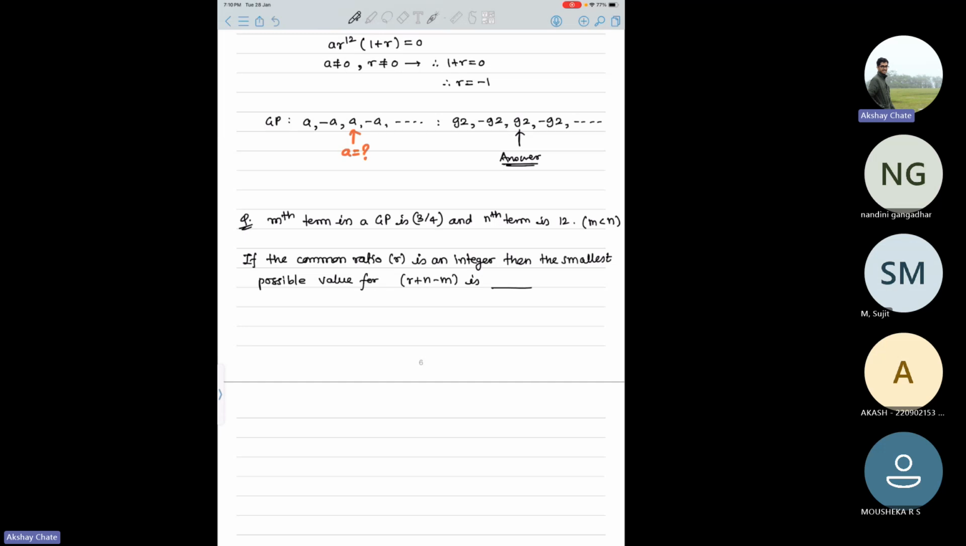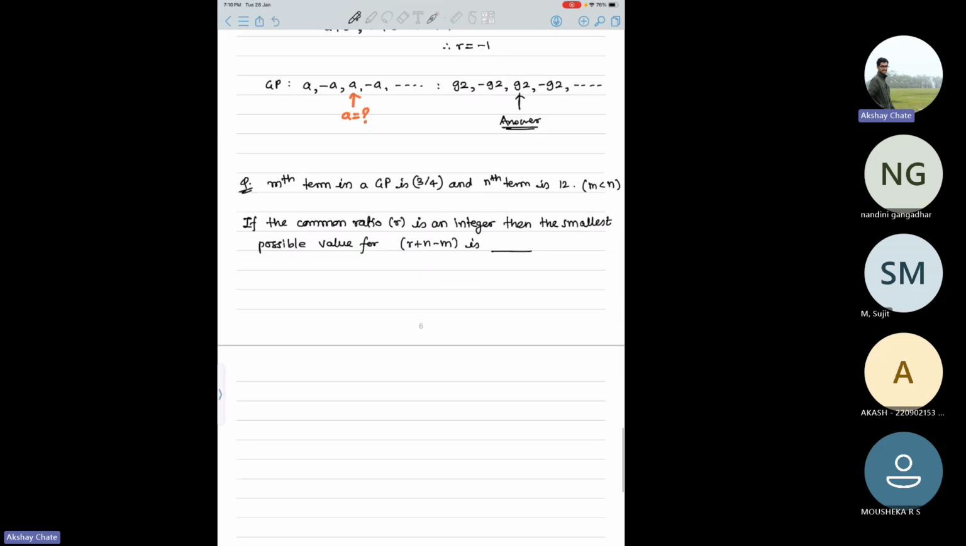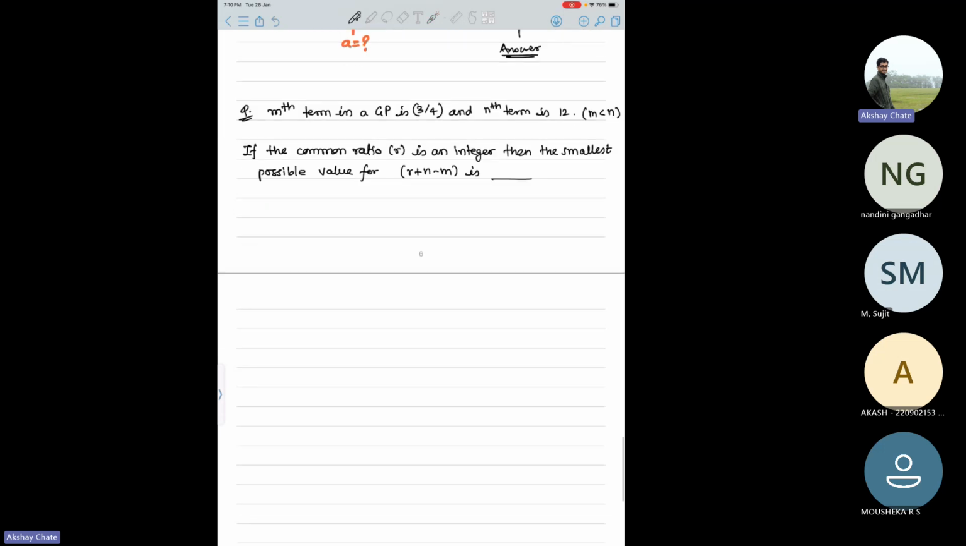Okay, so I'm not giving you options. Consider it as a data entry. So basically, here you need to find r, n, and m, and then just do r plus n minus m. But the important thing that you should not miss here is that they're asking for the smallest possible value of this expression, r plus n minus m. Okay, so we'll see what it transpires into.